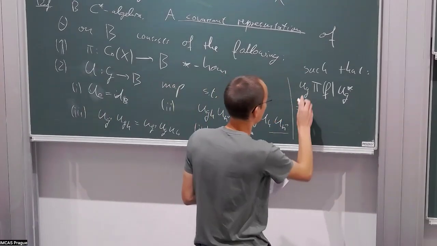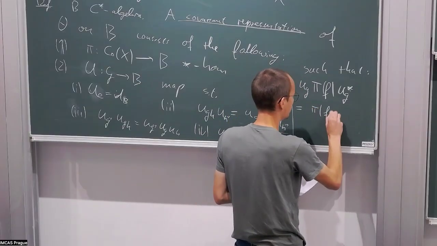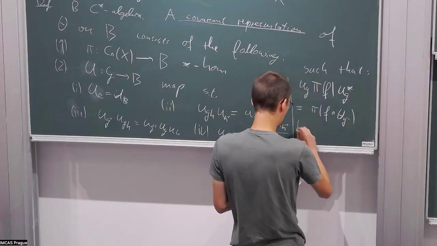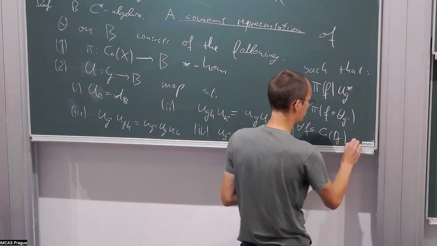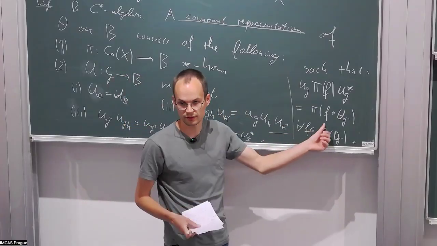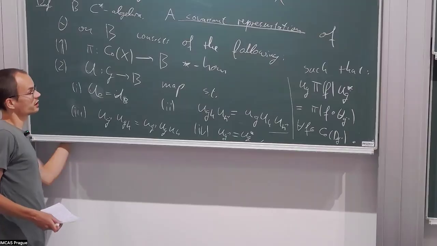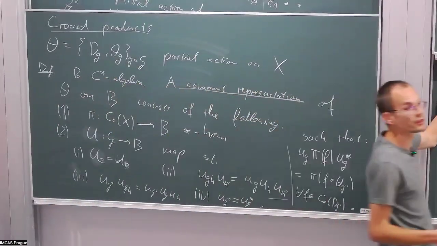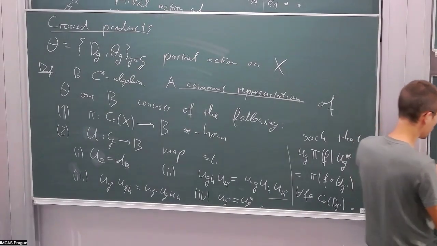So UG pi of F, UG star should be pi of F composed with theta G inverse for all F in C0 of BG inverse. So again, you can't do this for all F, but only for those where this composition would make sense. Okay, so that's a covariant representation. The cross product now is defined to be a C-star algebra universal with respect to these kind of representations.